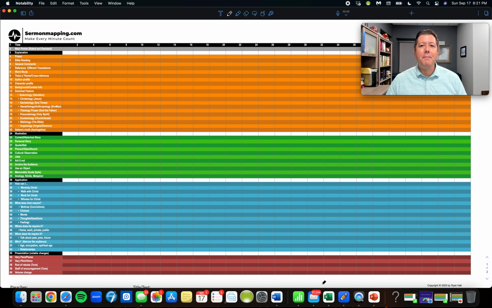This is a sermon map, and I'm going to show you how to read a sermon map in just 5 minutes. All right, on the left over here, we have about 50 different things that a preacher can choose to do during a sermon. And they're split up into three main lanes.